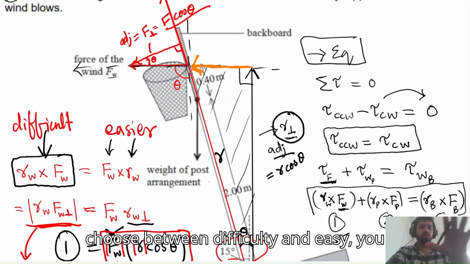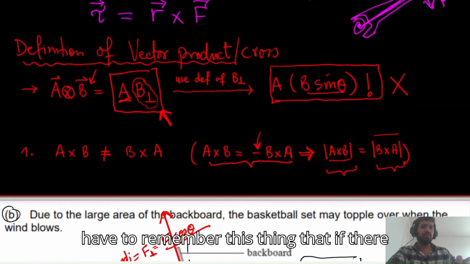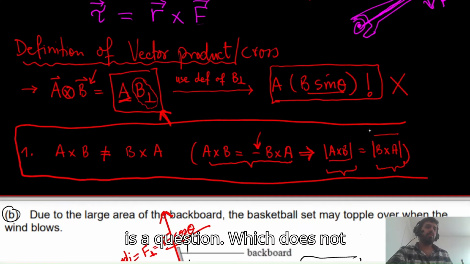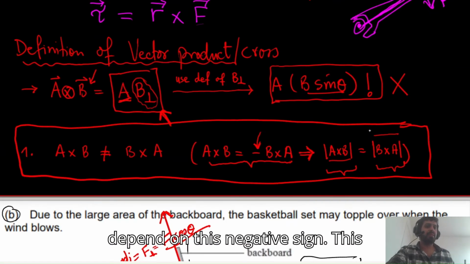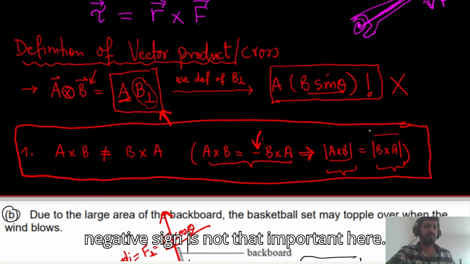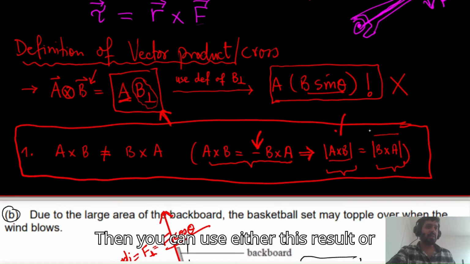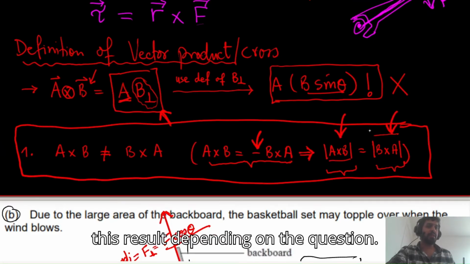And to choose between difficult and easy, you have to remember this: if there is a question where the negative sign is not that important, then you can use either this result or this result, depending on the question.